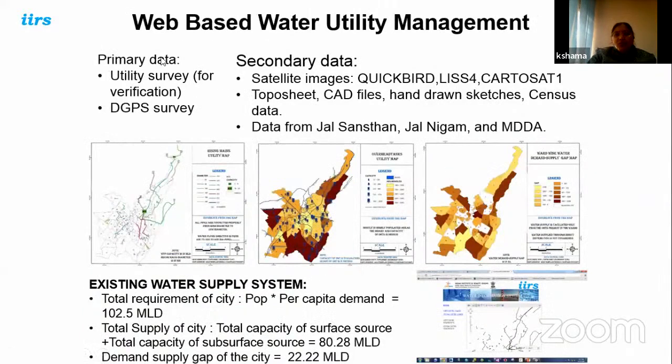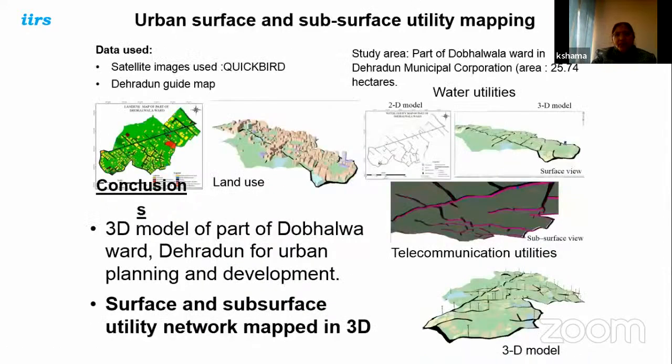Then there is a web-based water utility management where, for all the water utilities, some data was taken from satellite, some data was taken from Jal Sansthan, and all this data has been brought into a web-based utility, where the demand supply gap has been analyzed, and it has been seen which area is well served and which area is underserved.